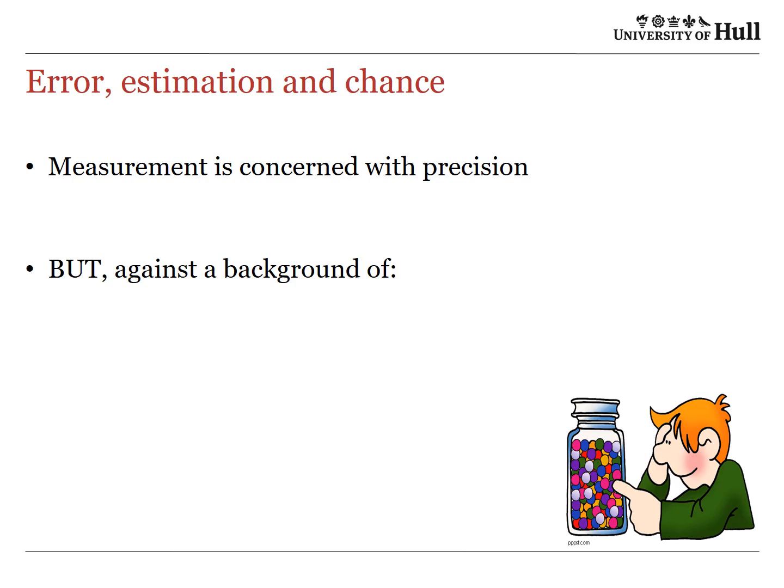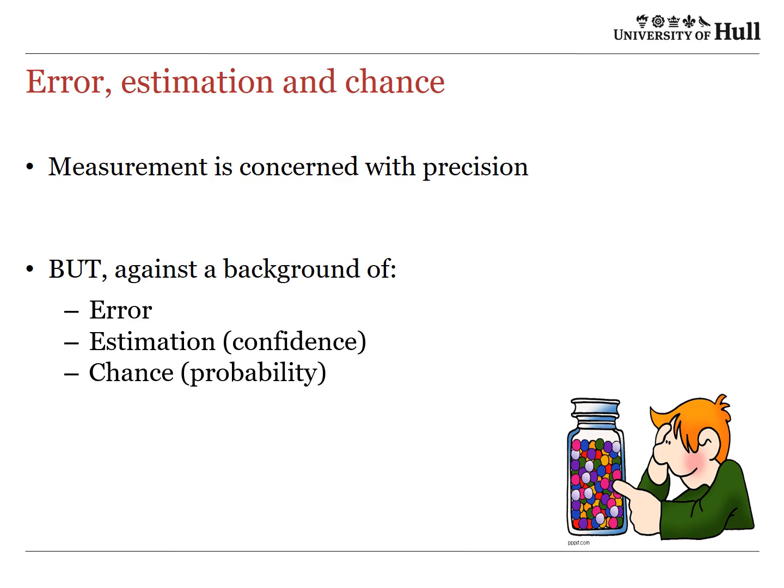Next, I want to look at something that's very important in measurement, which is error, and then estimation and chance. Measurement is concerned with precision, but it's against a background of error, estimation, in other words, the confidence we can have in our measurements, and also largely an element of chance is involved, or probability. So I'm going to look at all of these in turn.